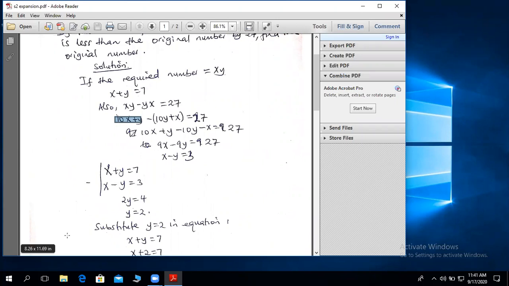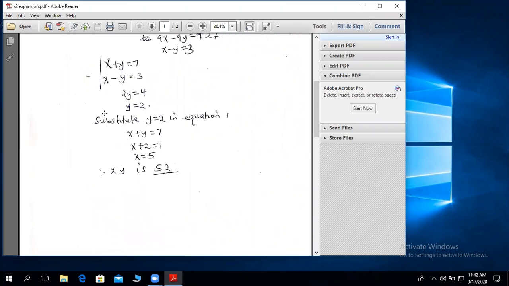So what have I done? I've just subtracted such that x becomes 0, and then this is positive y minus y. The answer is 2y. Then this is 7 minus 3. The answer is 4. When I divide by 2, I get y is equal to 2. When I substitute y is equal to 2 in, for example, equation 1, I will get x to be equal to 5. So our number was 52.